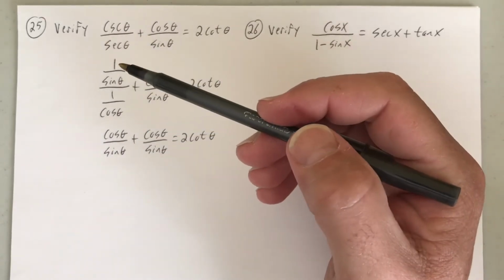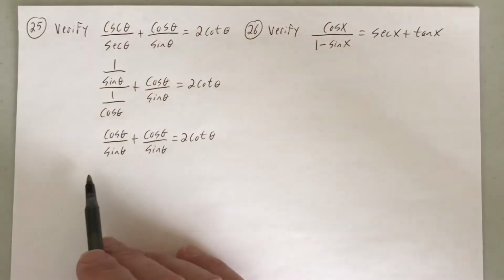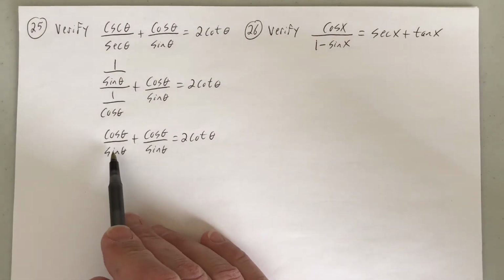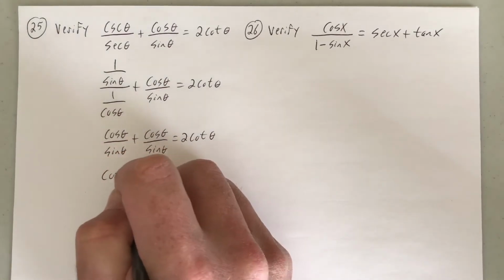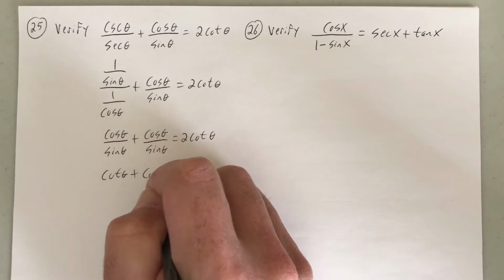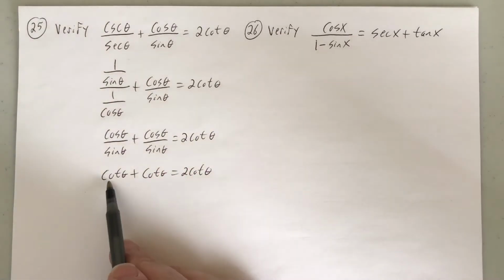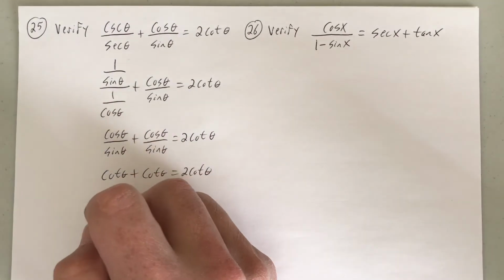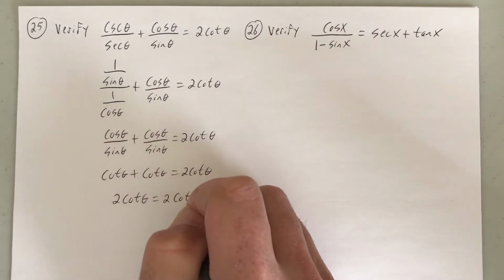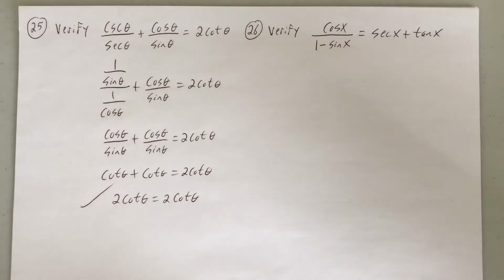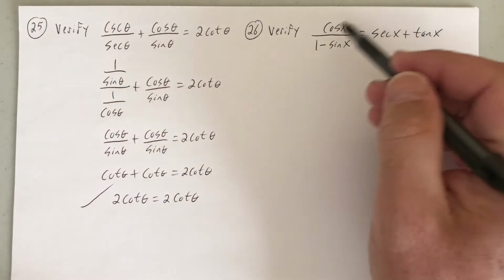It's just a total matter of preference and what you see first, and the more you do, the better you get at it. So now from here, I got cosine over sine, which we know is equal to cotangent theta. And then of course I got it over here, which is cotangent theta. So then our last step, we got cotangent theta plus cotangent theta. That is 2 cotangent theta is equal to 2 cotangent theta. And that is good.